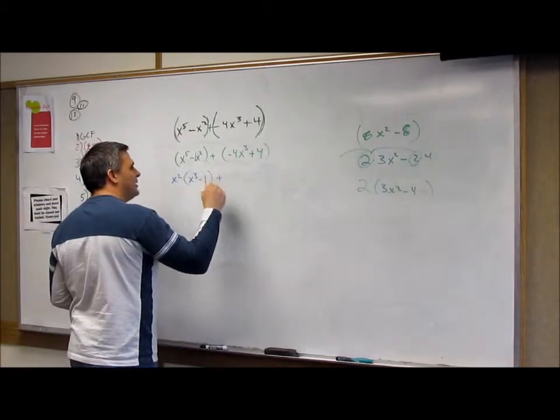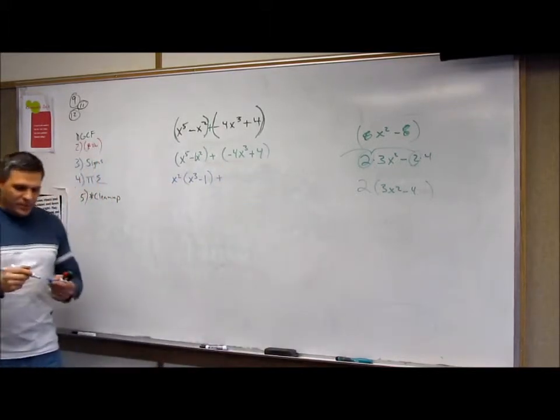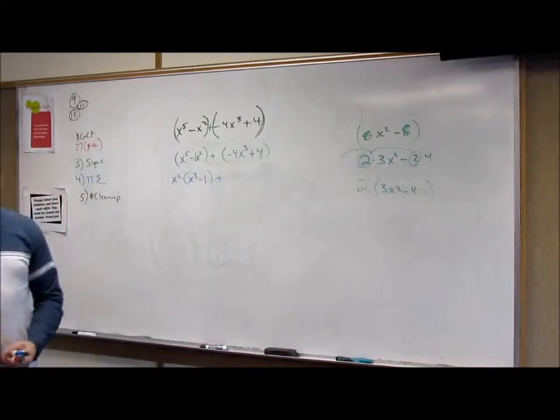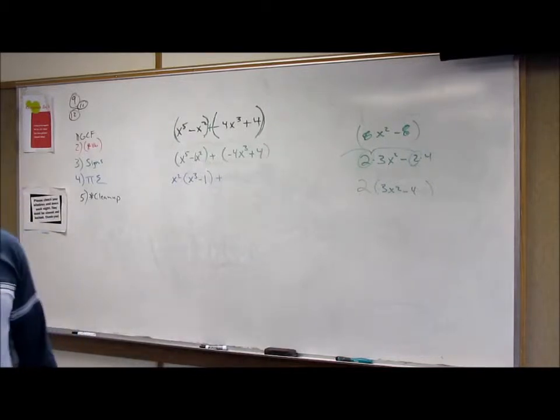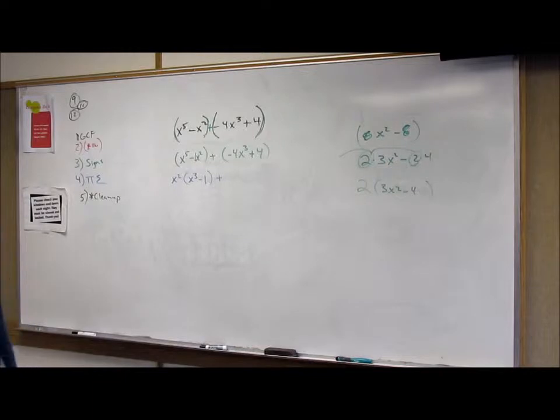Alright, but we're not done. What do I have to pull out of here? Some people see a 4, but you know what I see? A negative 4. Why do I want to pull out a negative 4?